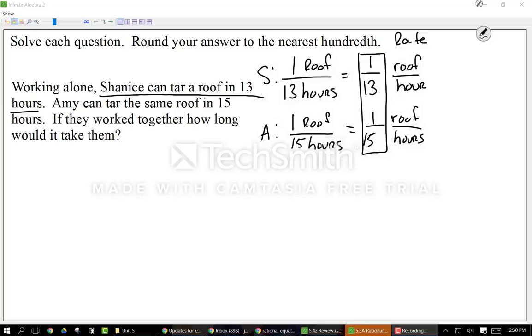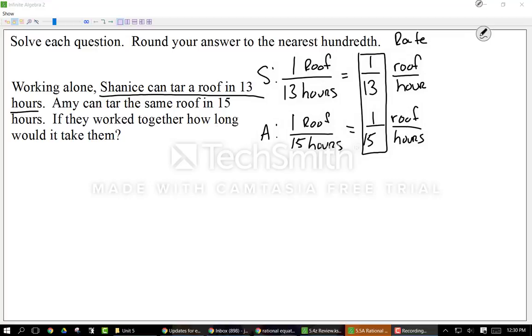Now, what do we want our end result to be? Well, we want to know how long it takes them to both tar the roof at the same time. It might be faster, might be slower. You would think with two people doing it, it would be faster. Well, we're going to find out just how fast it is, or slower, depending upon the problem.